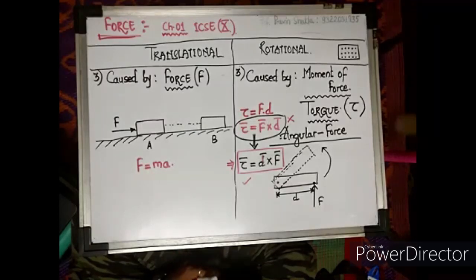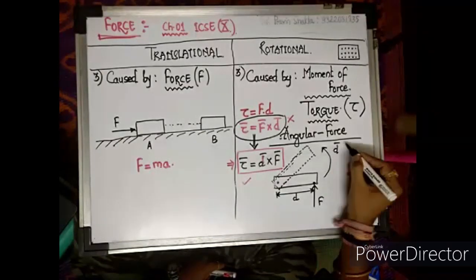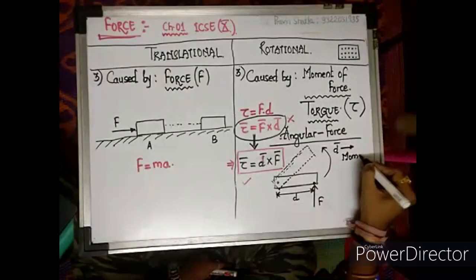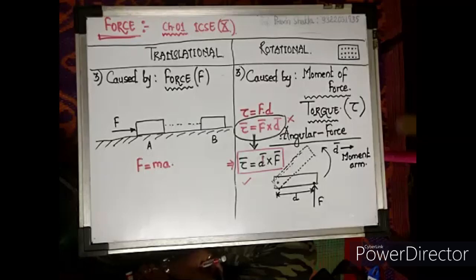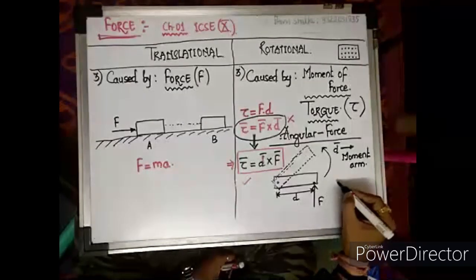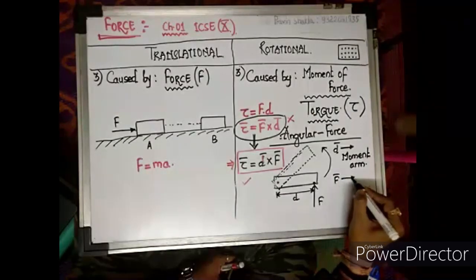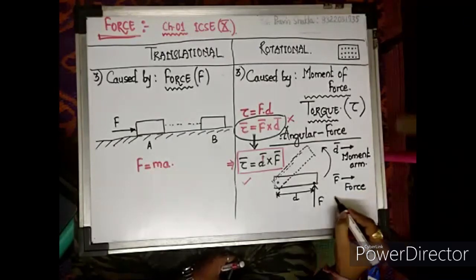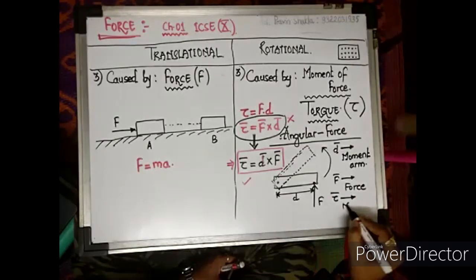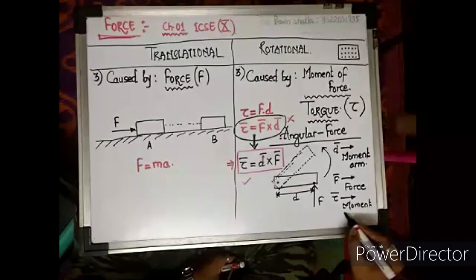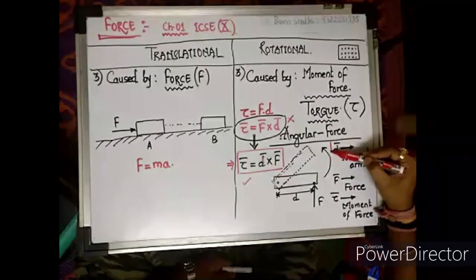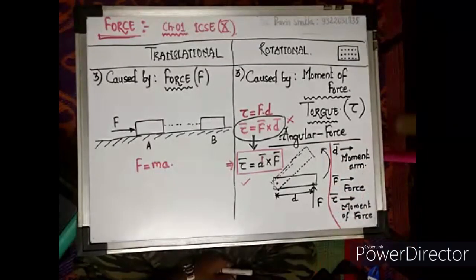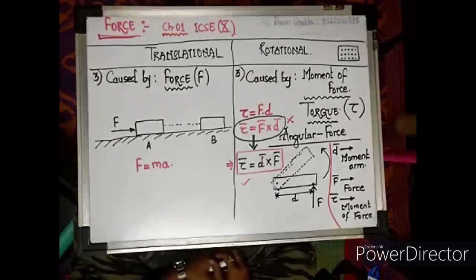Where, understand this, what is D bar? D bar is called the moment arm. What do you call it? Moment arm. D bar is called the moment arm. Exactly. Okay? Moment arm. Yes. And what about F bar? F bar is called force. And what about tau bar? Tau bar is called moment of force. Clear? Yes. So this is a very, very important thing that you must remember. So D bar is moment arm, F bar is force, tau bar is moment of force.